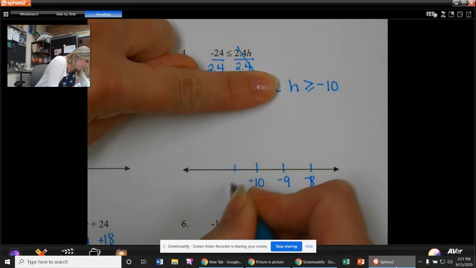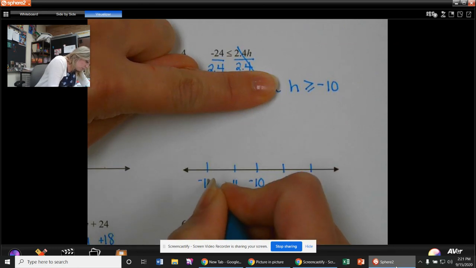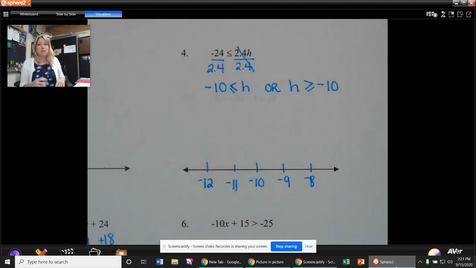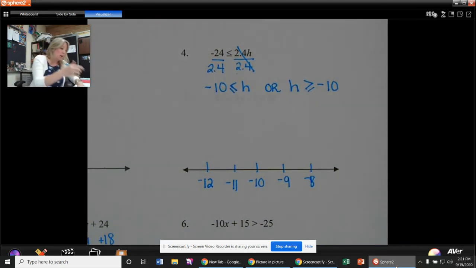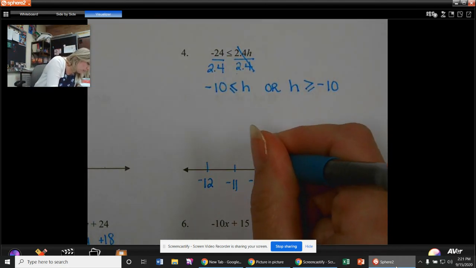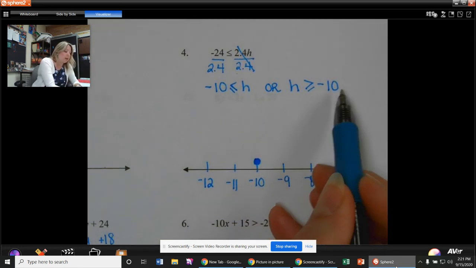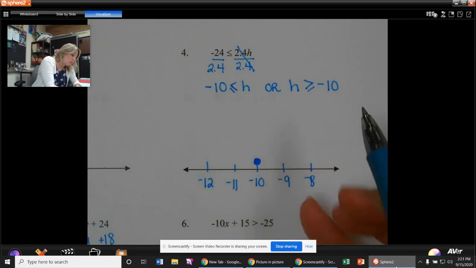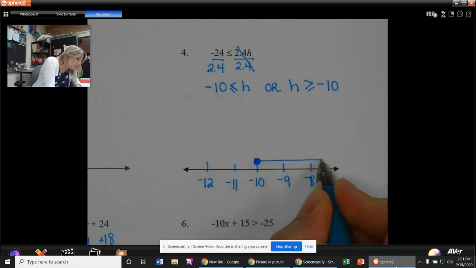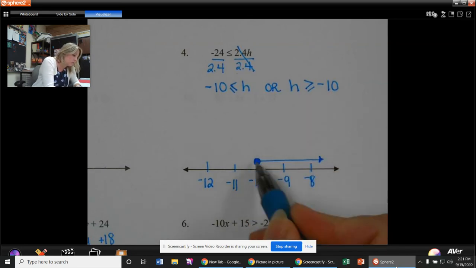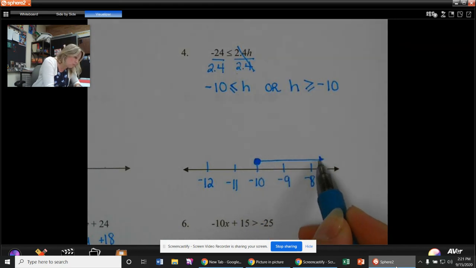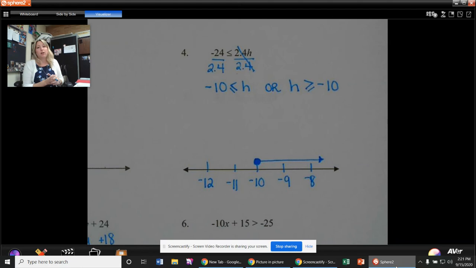Some numbers less than, some numbers greater than. And this time I do get to fill in my circle. H is greater than or equal to negative 10. Okay, so negative 10 gets filled in as one of the potential answers. And then I cover all of the things that are bigger than negative 10, so moving right from there.